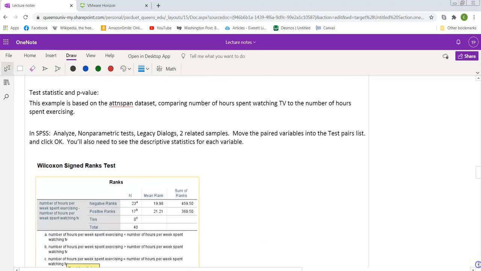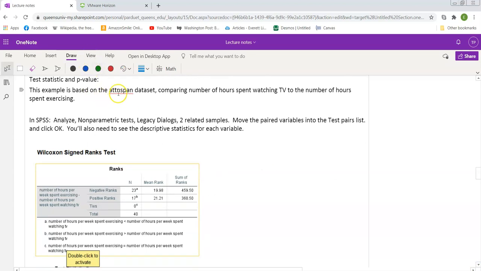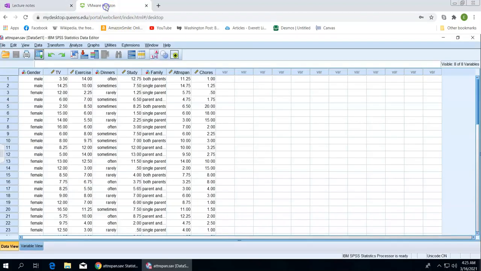All right, so let's look at our old familiar attention span data set. And let's compare the number of hours spent watching TV to the number of hours spent exercising. And this is a within subjects test because this is not two different groups. This is multiple measures on the same individuals. So this would, if we were doing a t-test, be a paired t-test.